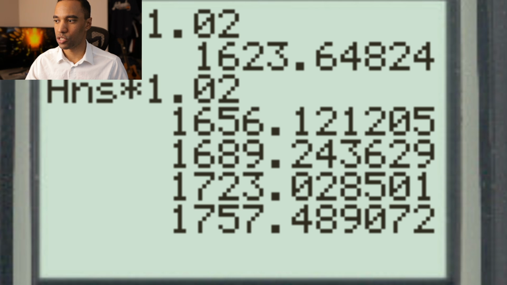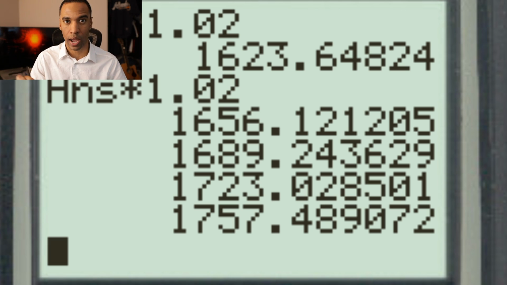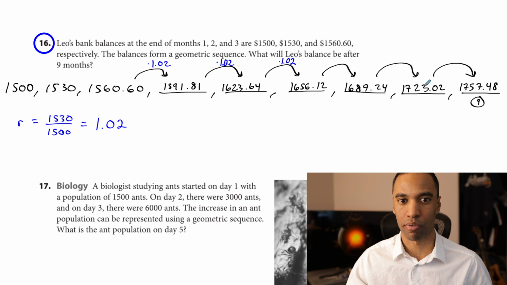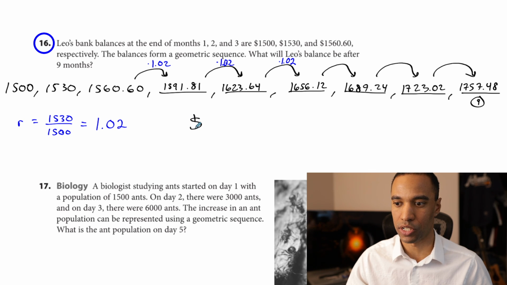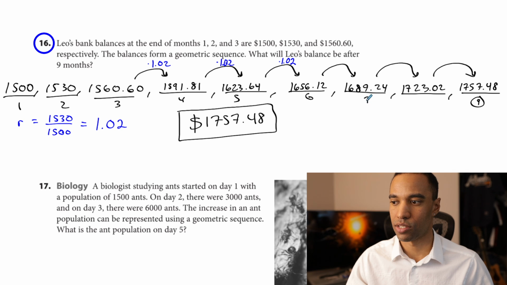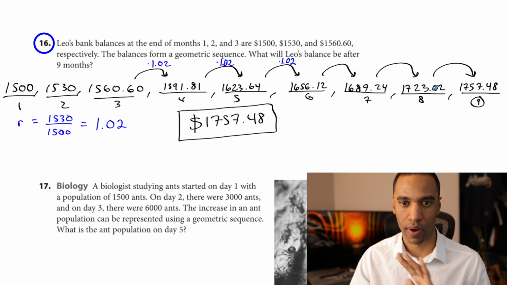Okay, so a couple things are at play here. First of all, you are probably not required to write every single one of these numbers leading up to this. You were probably only trying to find this last number here, which is $1,757.48. That would be 9 months in, because this is month 1, 2, 3, 4, 5, 6, 7, 8, 9. Okay, so that's 9 months in. So that's the first thing. You probably weren't required to write all the numbers leading up to it.